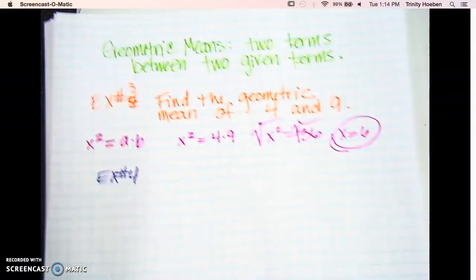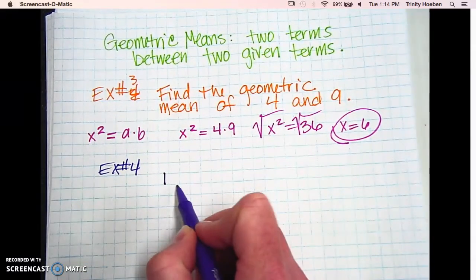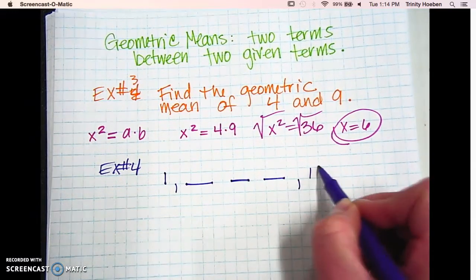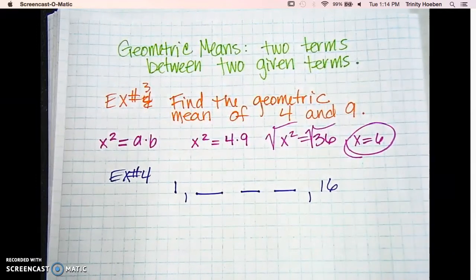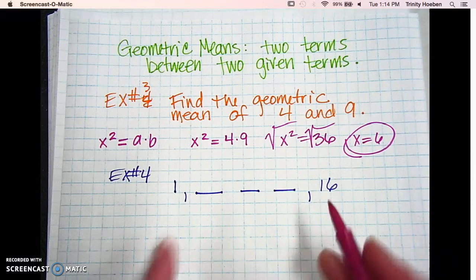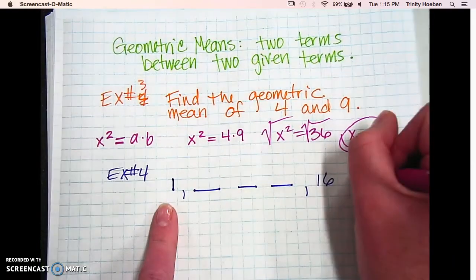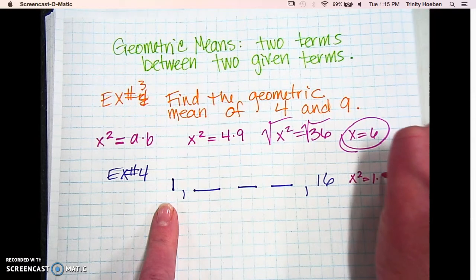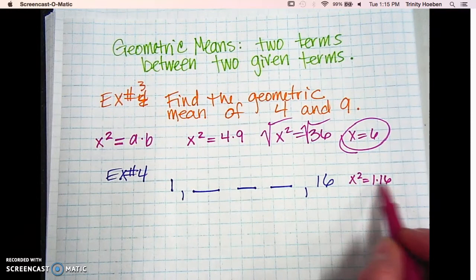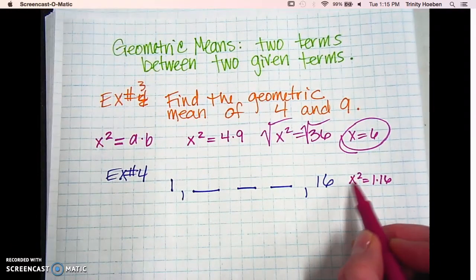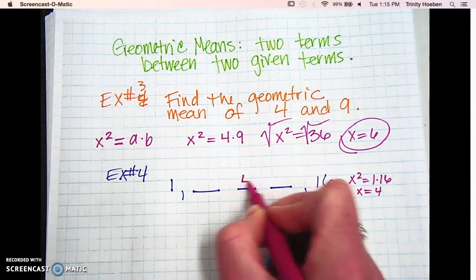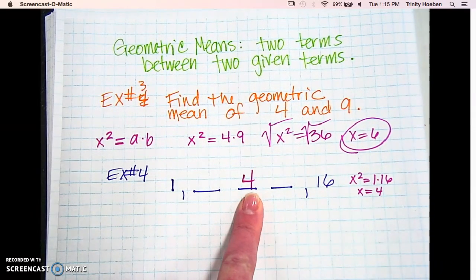But what if you're given the number 1, and then you're asked to find 3 numbers in between? Okay? So you want to take the 1 and the 16. You're going to say x squared equals 1 times 16. And this one turns out nice as well, right? Because 1 times 16 is 16. Then we take the square root of it, and we get 4. That means the number right in the middle right here is 4.